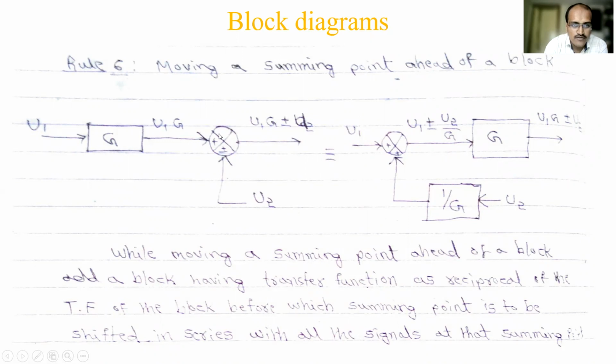Okay. So now what do I have to do? Now this summing point, I have to move it before this block. Okay, just the reverse of the previous rule. To do that, again, this condition should not be eliminated. It should give the same algebraic equation. So first we'll take the summing point before the block. Okay, so that's what we have to do now.